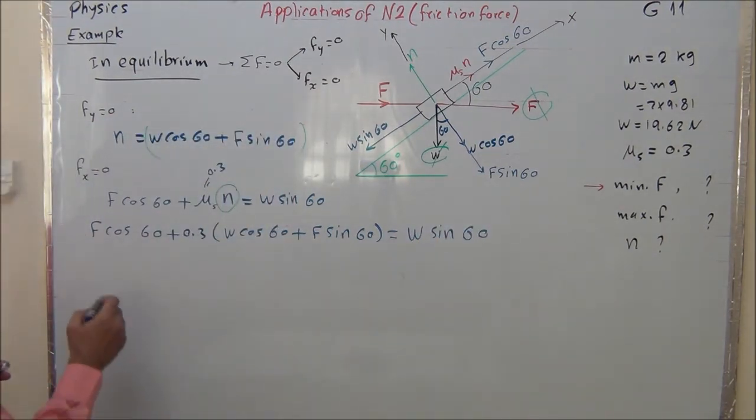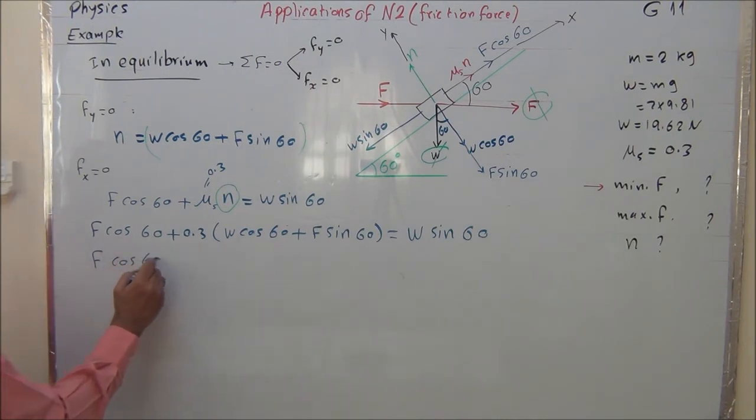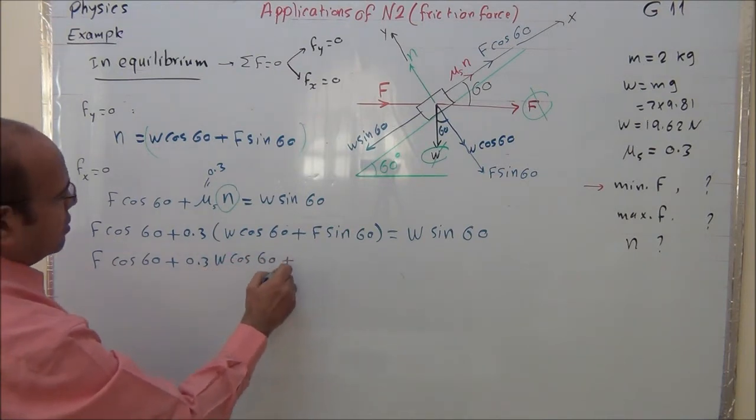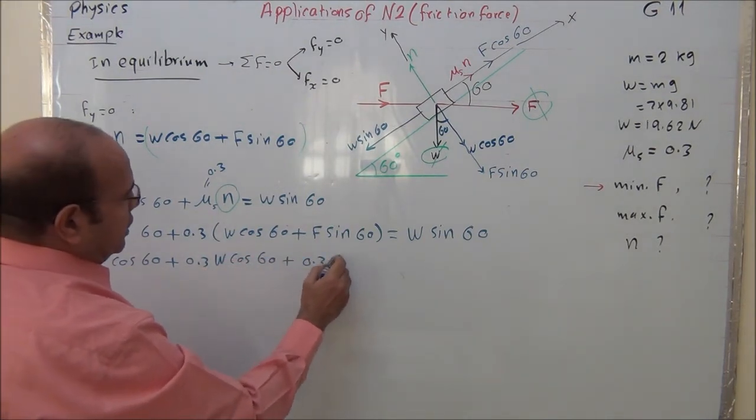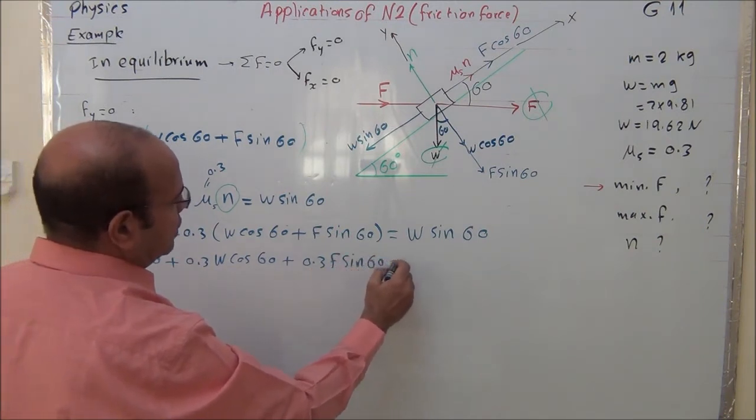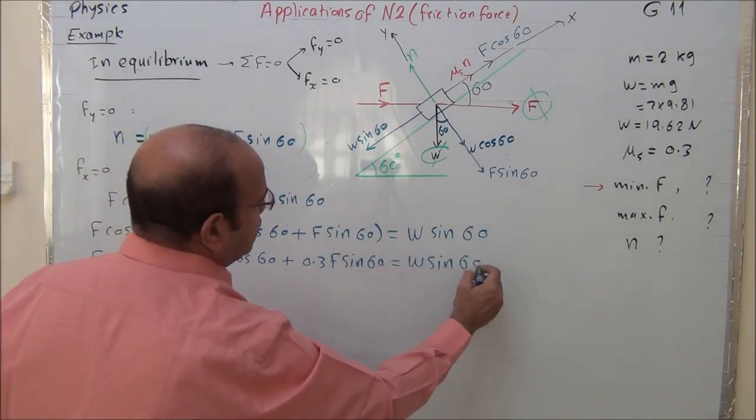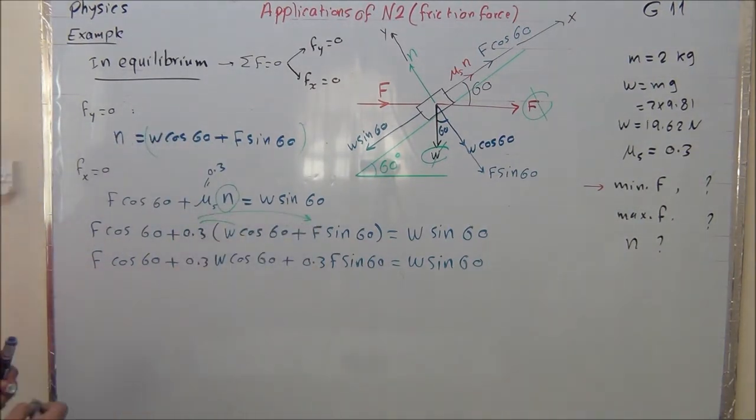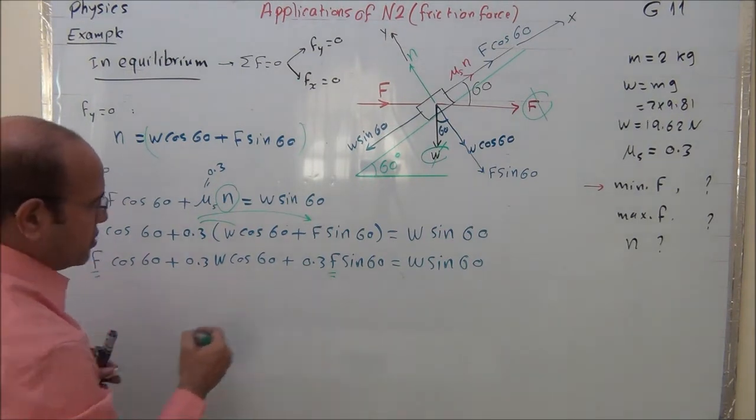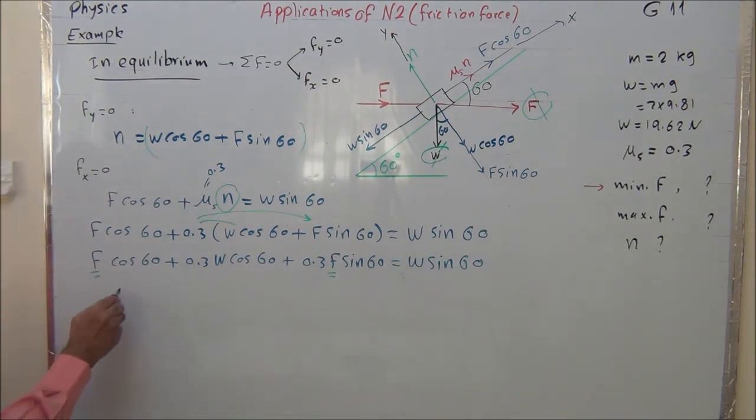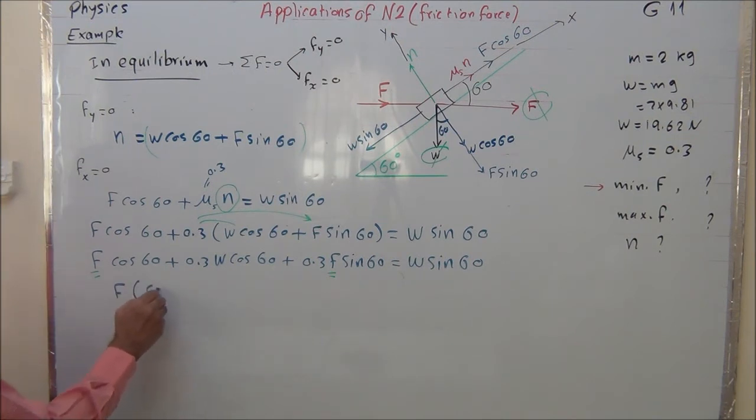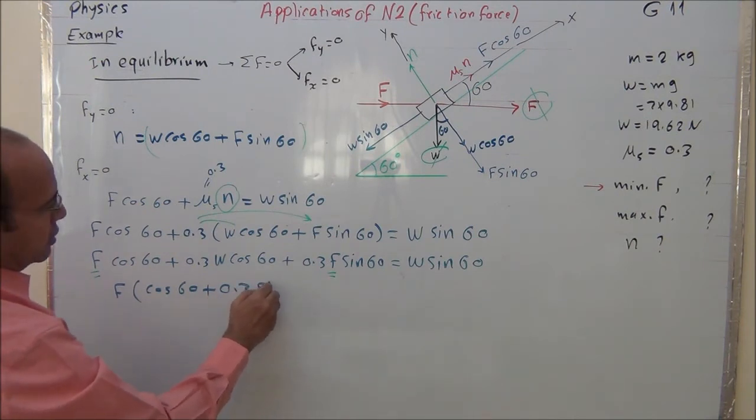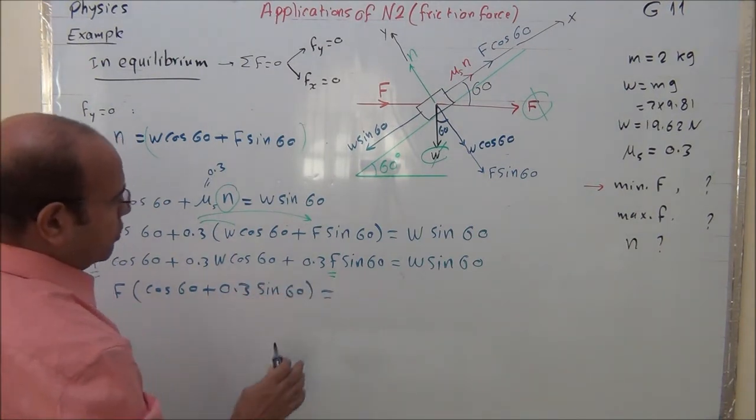Okay, we rearrange to get F. So F cosine 60 plus 0.3 W cosine 60 plus 0.3 F sine 60 equals W sine 60. What I did, I distributed 0.3. Now we take F as a common factor from this. So F as a common factor, cosine 60 plus 0.3 sine 60 equals.